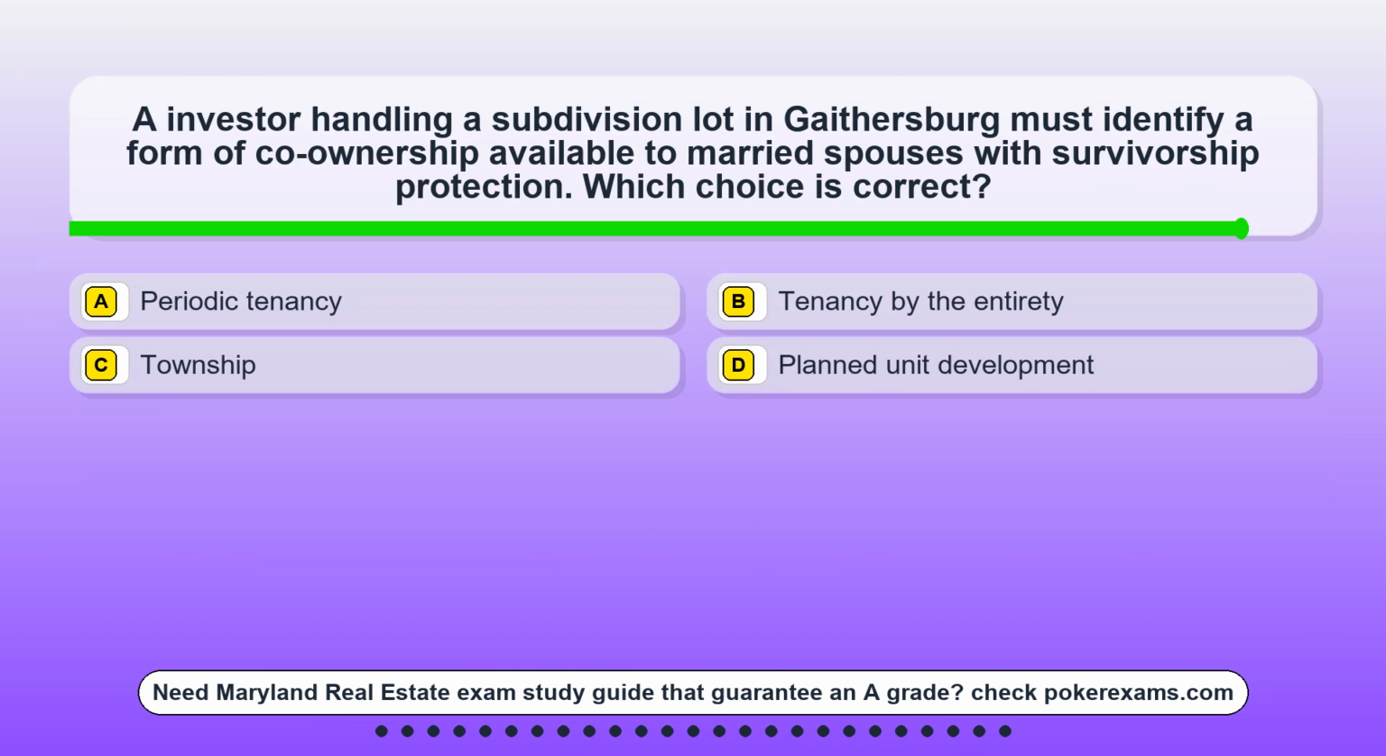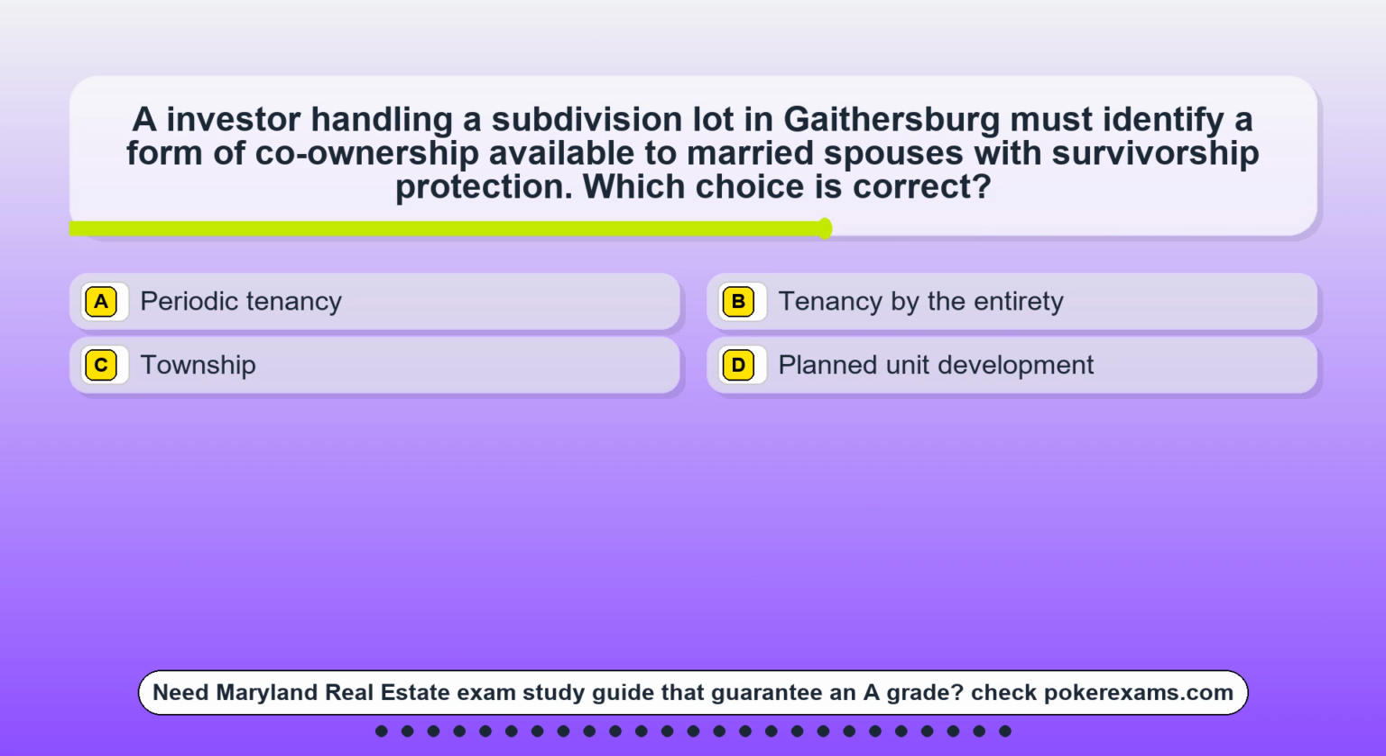Question 12. An investor handling a subdivision lot in Gaithersburg must identify a form of co-ownership available to married spouses with survivorship protection. Which choice is correct? Option A, periodic tenancy. Option B, tenancy by the entirety. Option C, township. Option D, planned unit development.